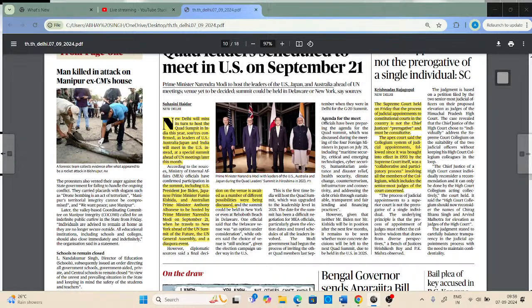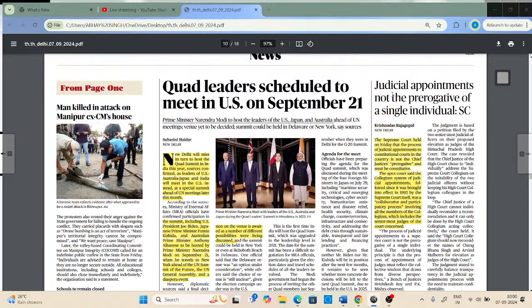Now, as there is not much of clarity regarding the venue, को लेकर के अभी बहुत ज़्यादा clarity नहीं है, but it is decided that the summit will take place in the United States of America on September 21 on the sidelines of the UN Summit of the Future. Now, we are moving to the next important article. So, judicial appointment is not the prerogative of a single individual, said the Supreme Court of India.